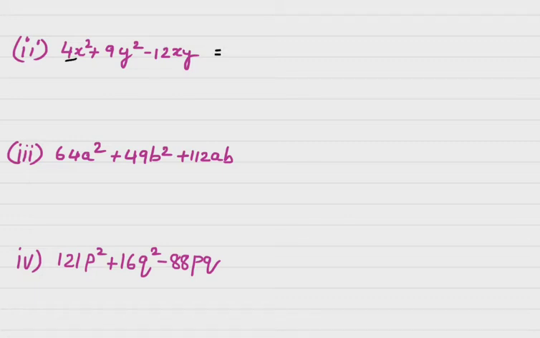See, 4x square can be written as (2x) whole square, plus 9y square can be written as (3y) whole square, minus, now see, if you take 2x as a in your mind and 3y as b, then you have a square plus b square, and the next term is coming to be in the form of minus. So this can be a square plus b square minus 2ab.